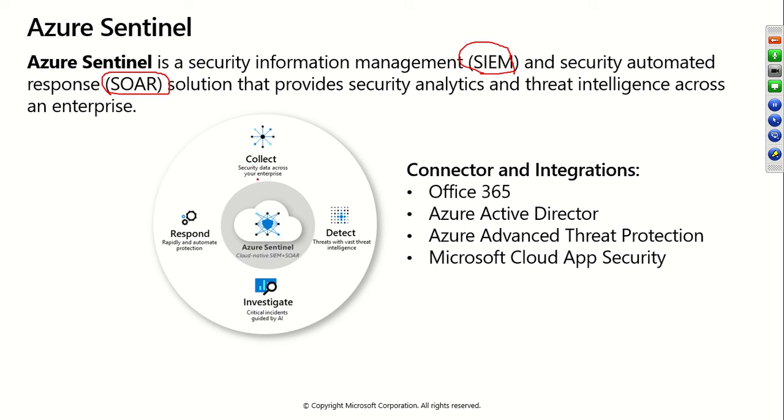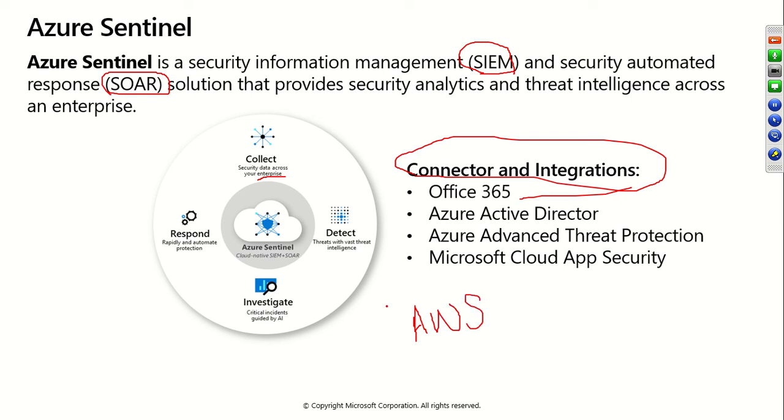One of the important parts of Sentinel is that you can collect data from different sources. The sources can come from your on-premise, from the cloud, and it can also come from another provider. So there are connectors and integration. For example, if a company has services running on another cloud like AWS, they can use Azure Sentinel to know if there is any security breach on their AWS by using the AWS connector. So you can collect information from another cloud.